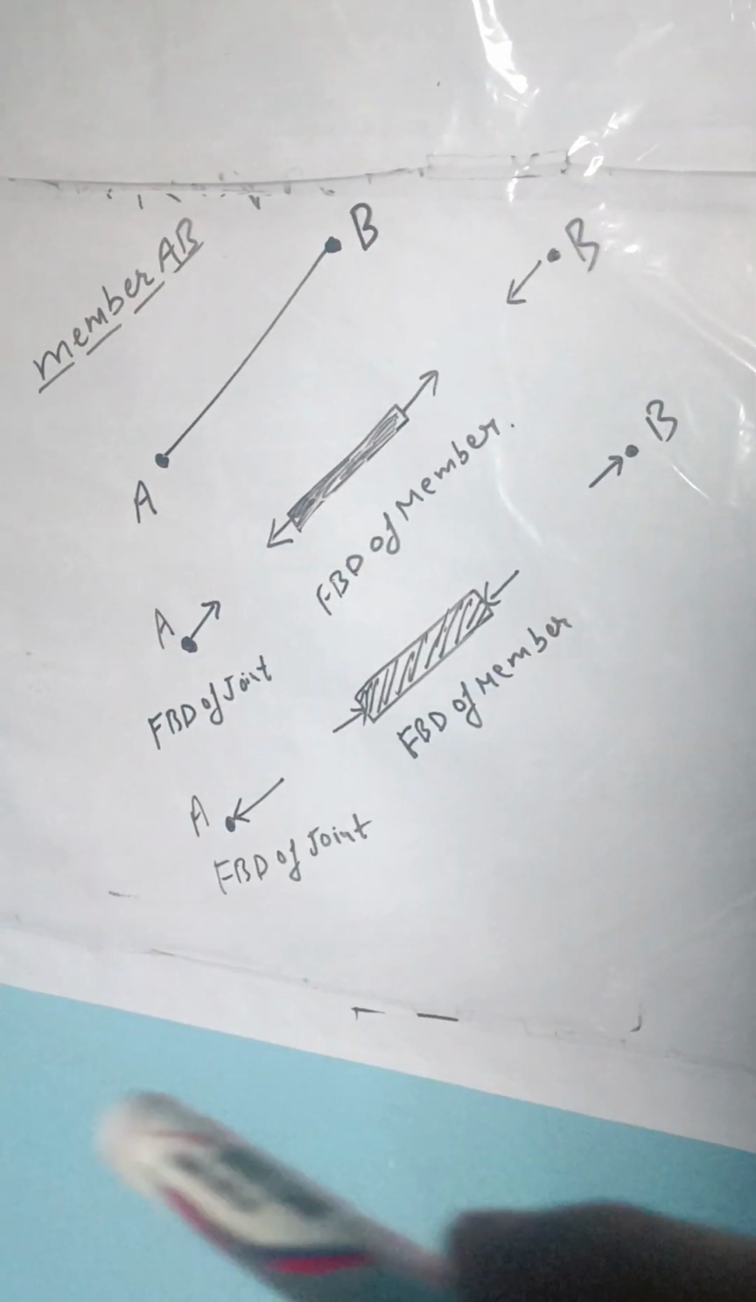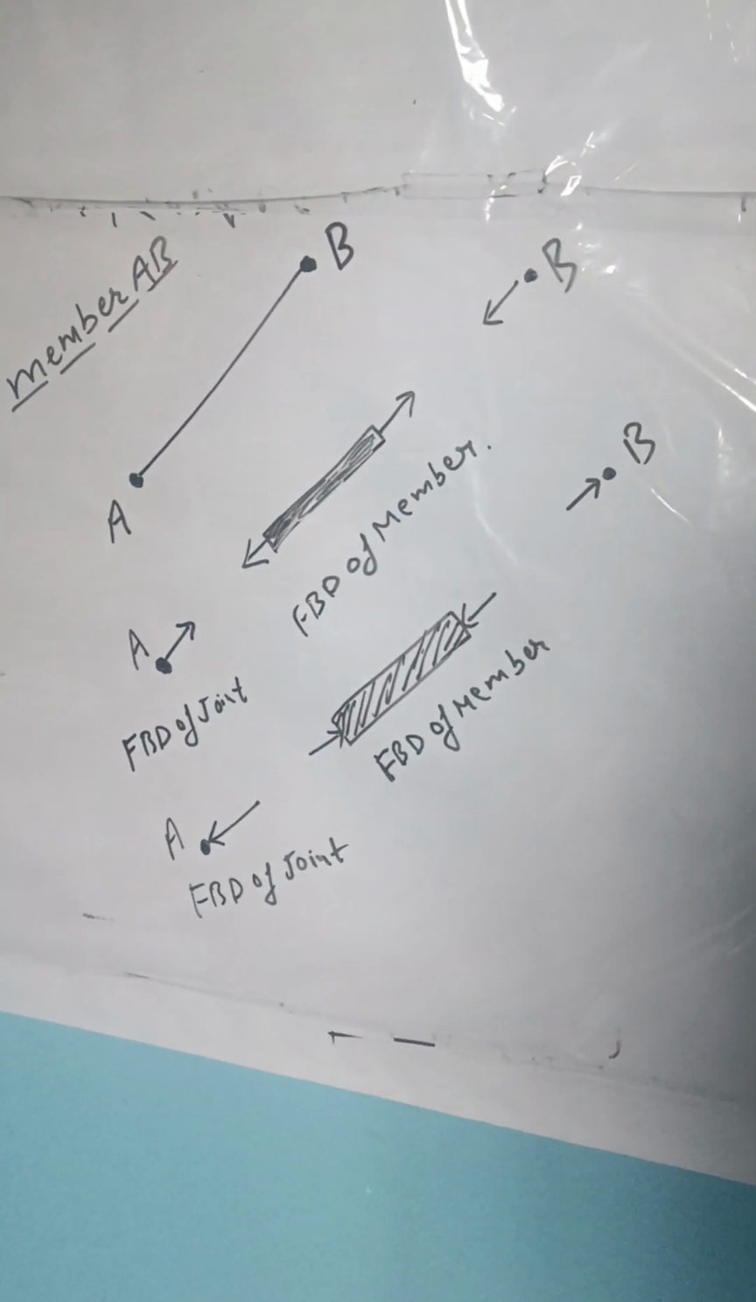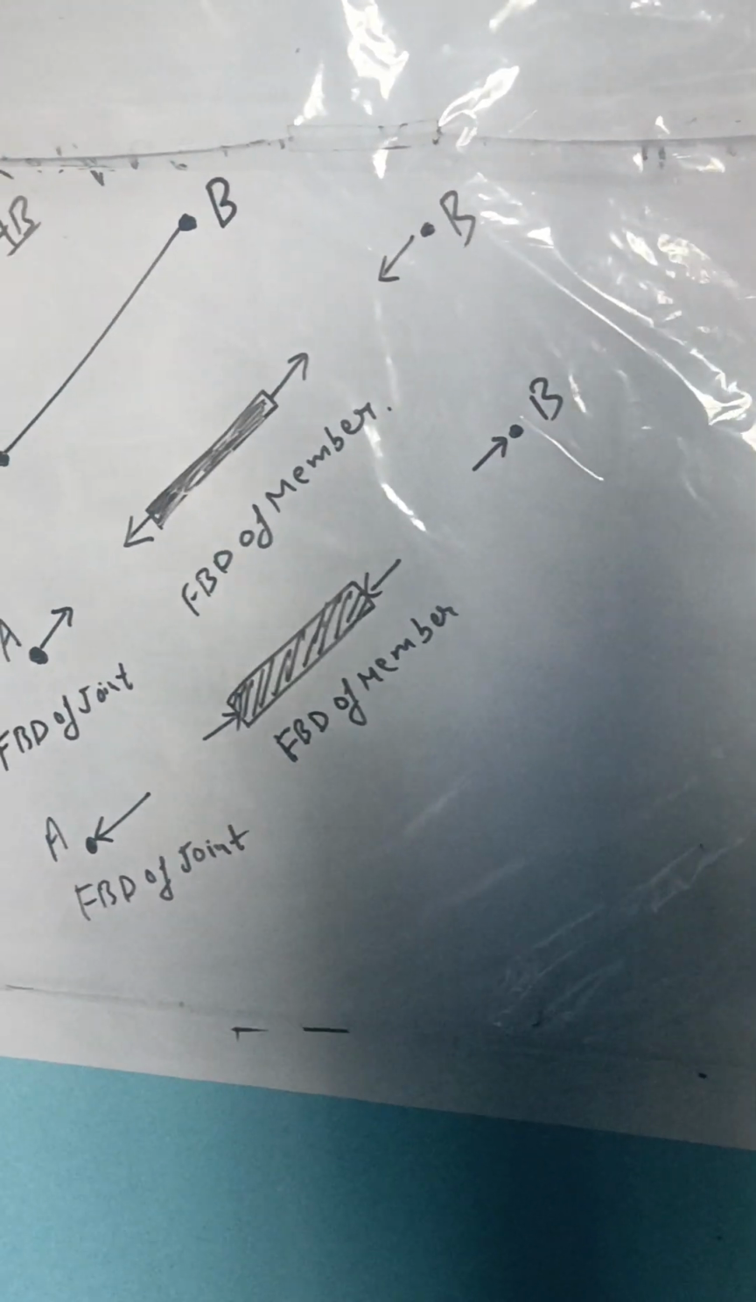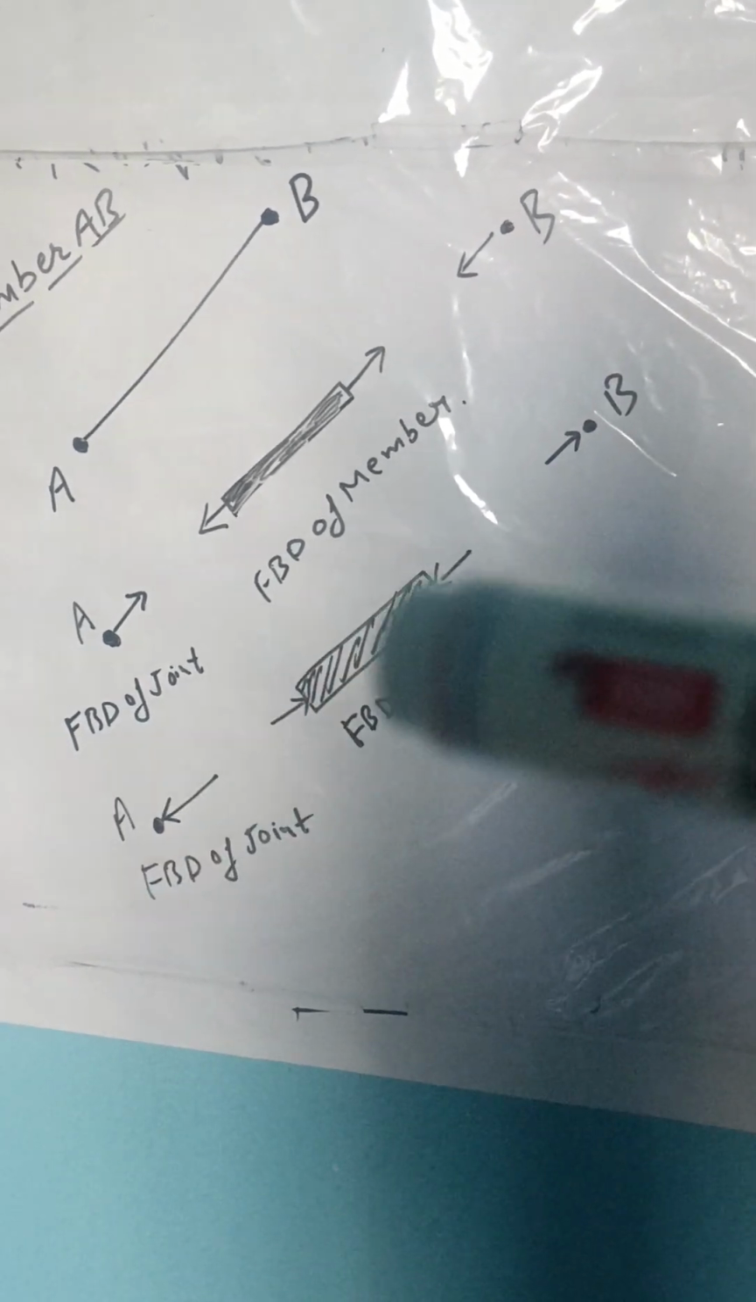So this is the picture that I told you. If the force is coming away from the joint, the member is in tension.